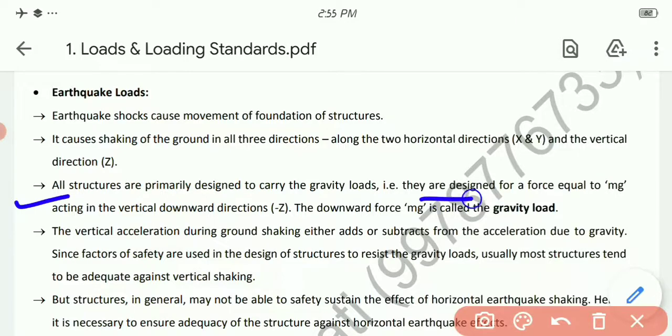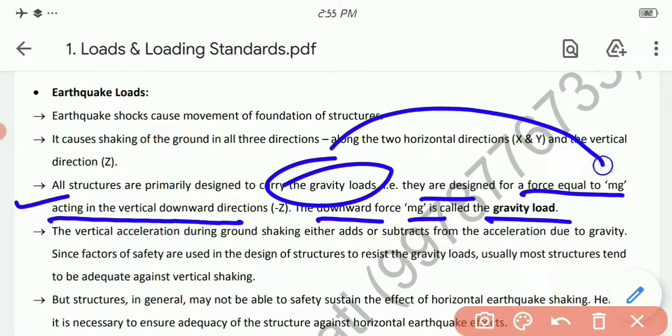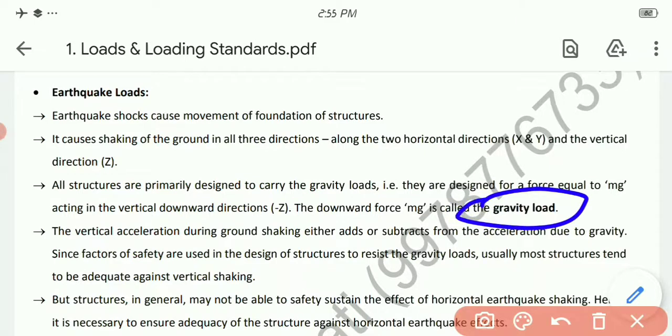For example, they are designed for the force equal to mg acting in the vertical downward direction. The downward force mg is called the gravity force. So structures are usually designed to carry the gravity load, which is equal to mg, and which acts in the downward direction. That is also called the gravity load.